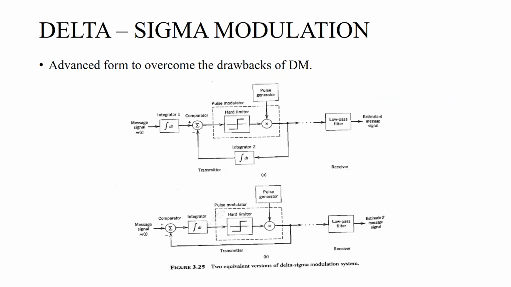Next, let us see delta sigma modulation, the advanced form of delta modulation. This is to overcome the drawbacks of delta modulation. The quantizer input in the conventional form of delta modulation may be viewed as an approximation to the derivative of the incoming message signal. This results in a drawback in delta modulation, that is, the presence of noise. We can overcome this drawback by integrating the message signal prior to delta modulation, and a delta modulation scheme that incorporates integration at its input is termed delta sigma modulation.